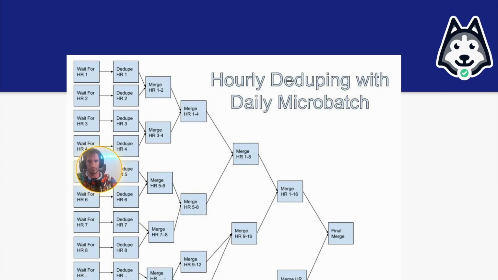That's what this dedupe of hours 1 through 8 is. And then you do the merge, which is that full outer join query. After hours 1 and 2 merge and hours 3 and 4 merge, then these two merge together to do hours 1 through 4.